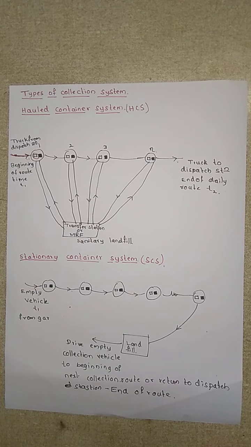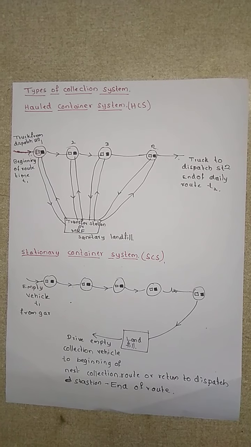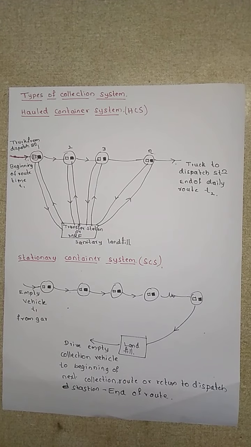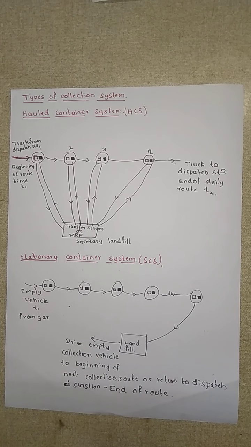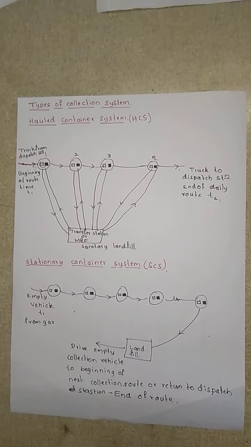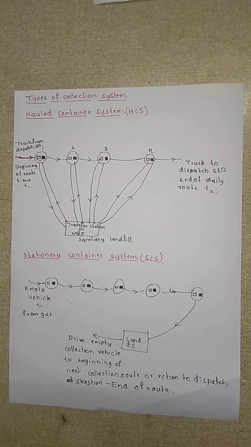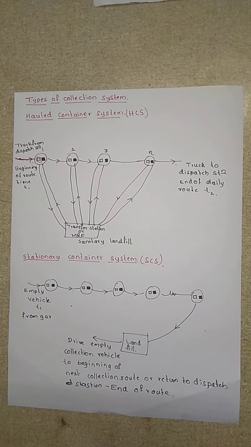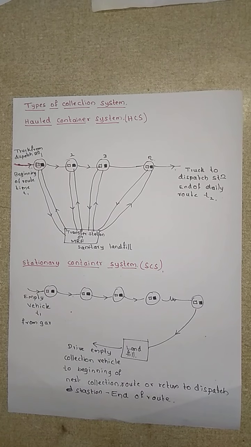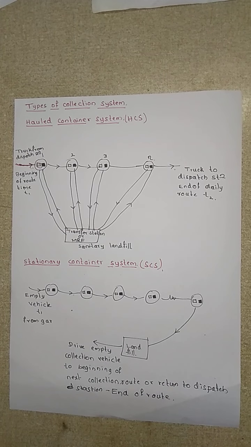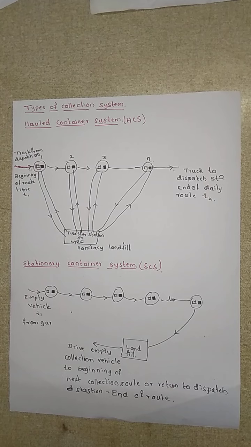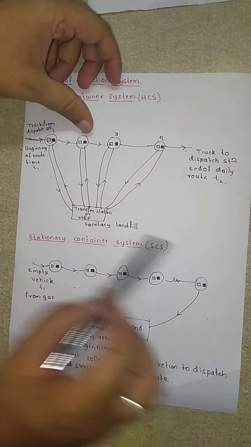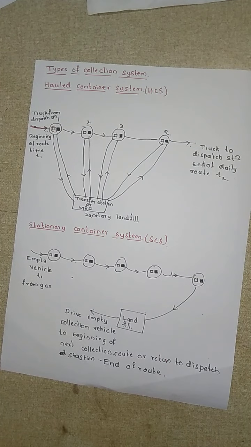The next system is your stationary container system. In this system, the containers used for the storage of waste remain at the point of waste generation, except when moved for collection. These are defined as the stationary container system. Here, this is the layout of your stationary container system.